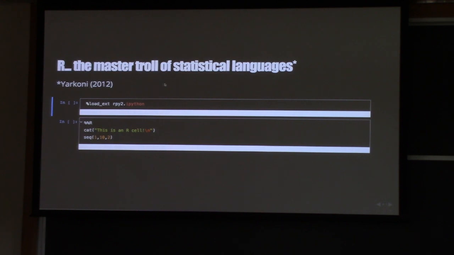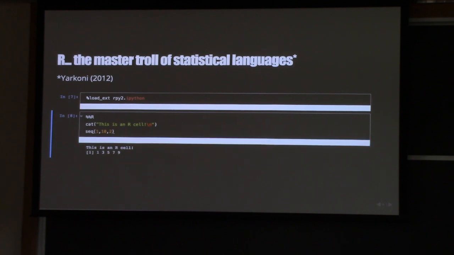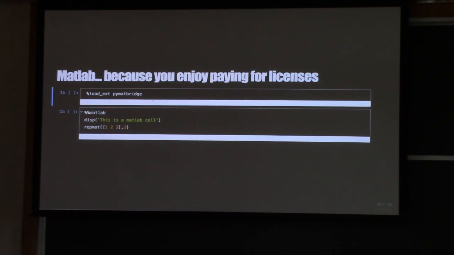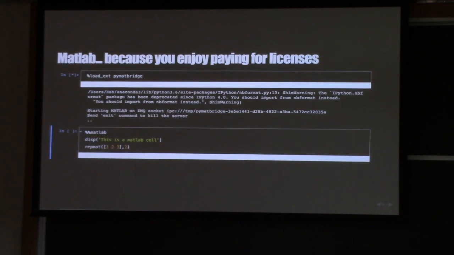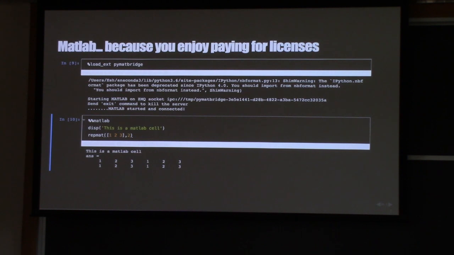So for example, this is me running R inside of a notebook. So this is an R cell. Now I have R code running. I'm using sequence in R. I could do this with MATLAB, and hopefully this will not take too long to run, but this should be theoretically me opening up MATLAB and running MATLAB inside of a Jupyter notebook. So now this is a MATLAB cell.